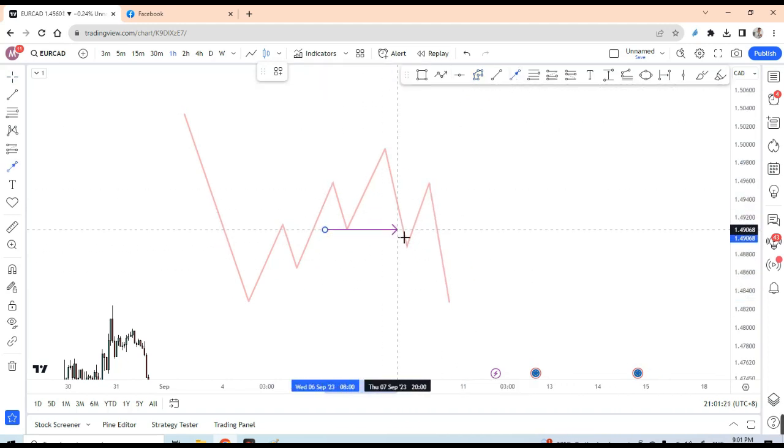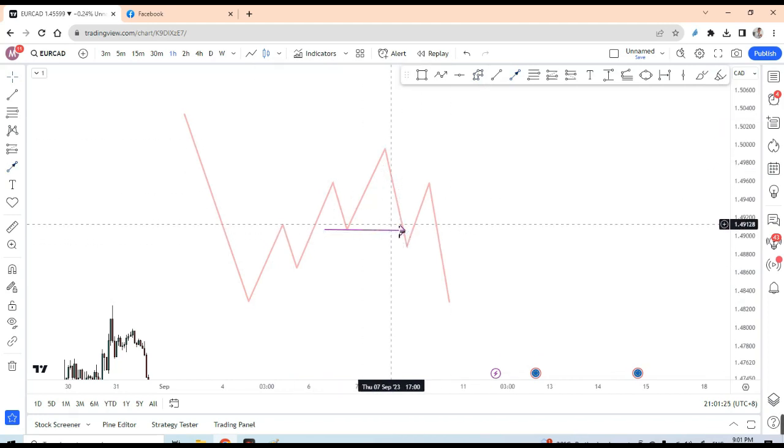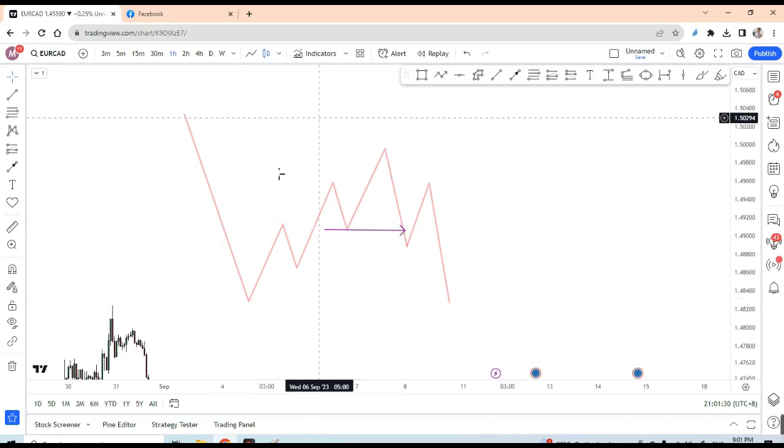And we have what we call a break of structure for a QML continuous. Okay, QML continuous. This is what we label as QMC, Quasimodo continuous. So today we'll be looking at this QMC.